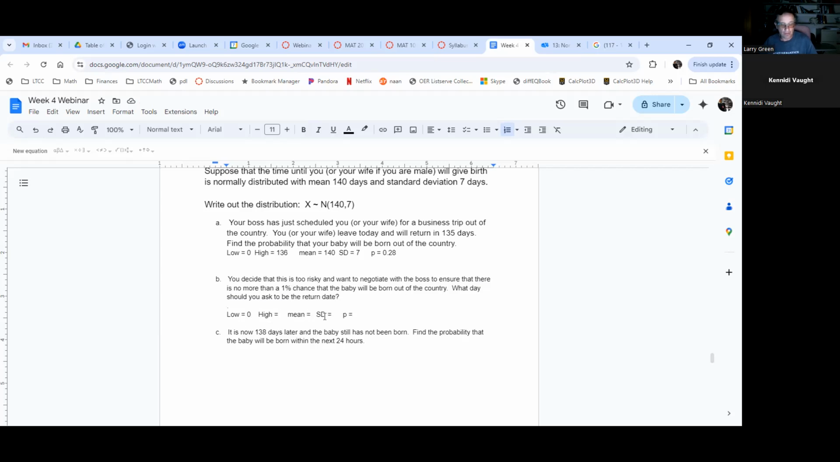The mean is still 140, and the standard deviation is still 7. P is what we now know. P is 1%, or 0.01. Any questions on that?